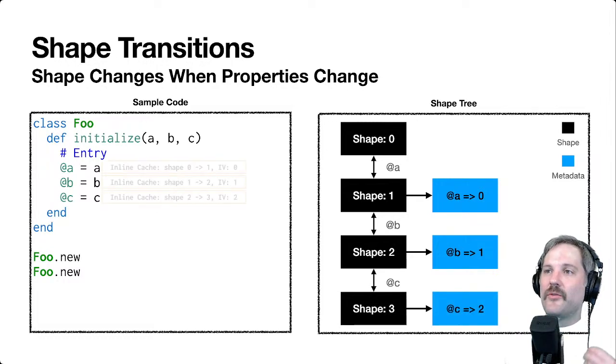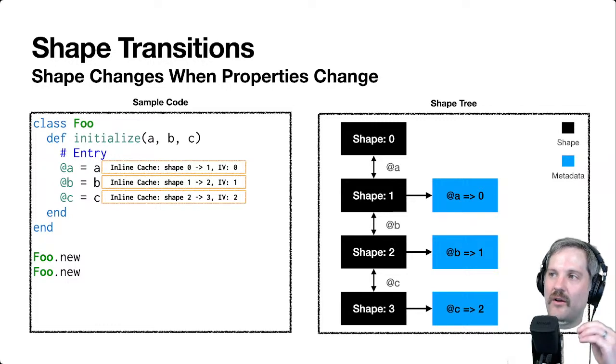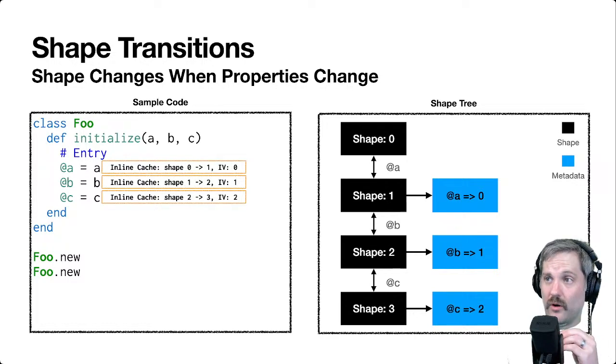Now, after we've executed all of these, each time we execute these, we keep an inline cache in that particular area. So once we've executed A equals A, we store the fact that at that time, we were at shape 0, we transitioned to shape 1, and the instance variable index at that time was 0. So we cache all of those values.